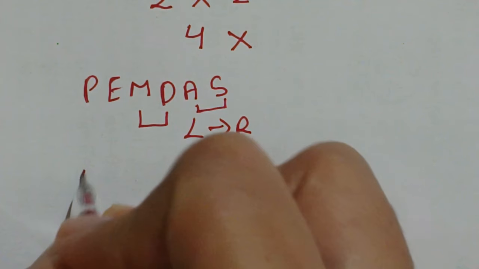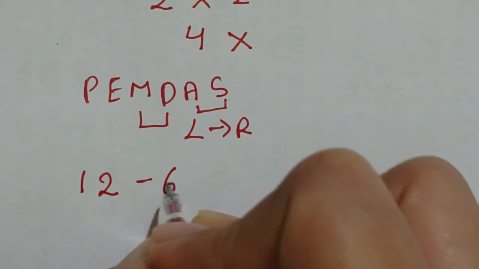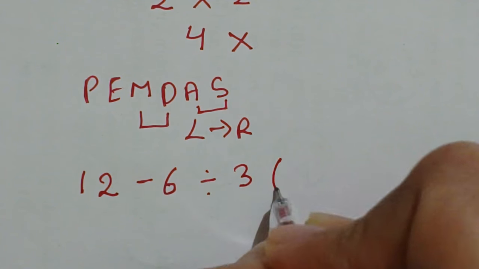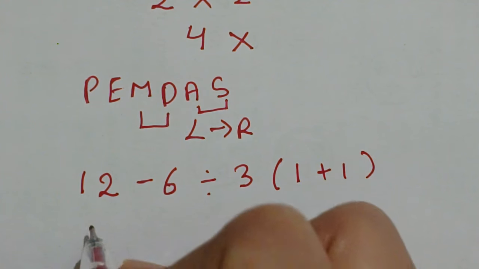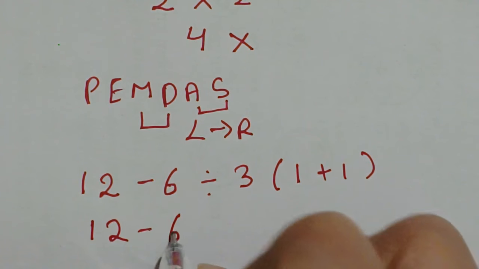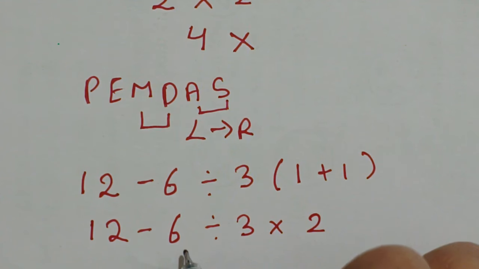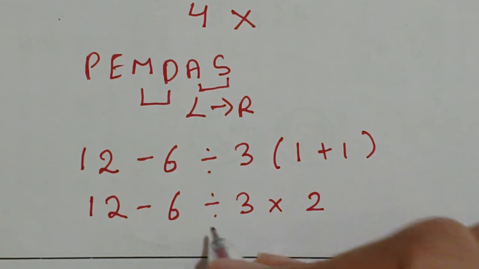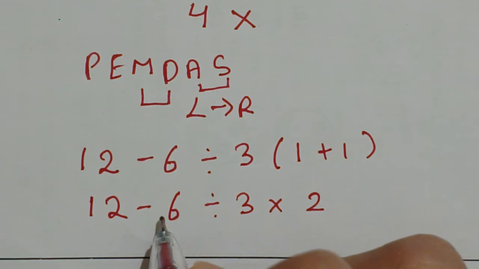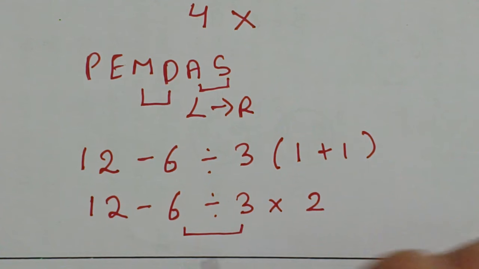So write down the expression, which is 12 minus 6 divided by 3 times 1 plus 1. So solve this: 12 minus 6 divided by 3 times 2. Then next, here division and multiplication both have equal priority, therefore we go from left to right. First we'll solve this part.